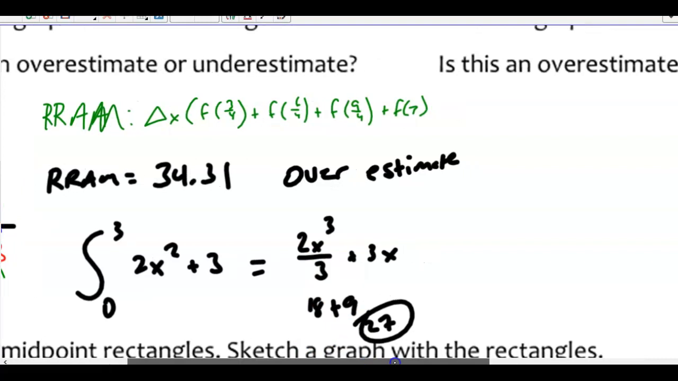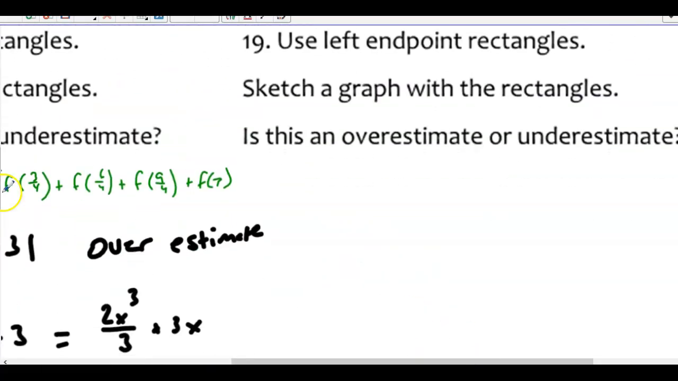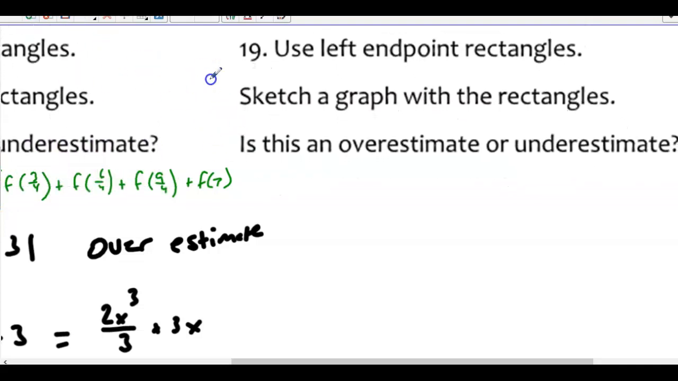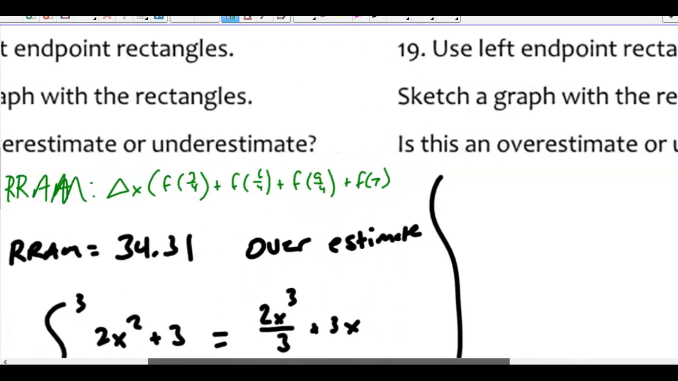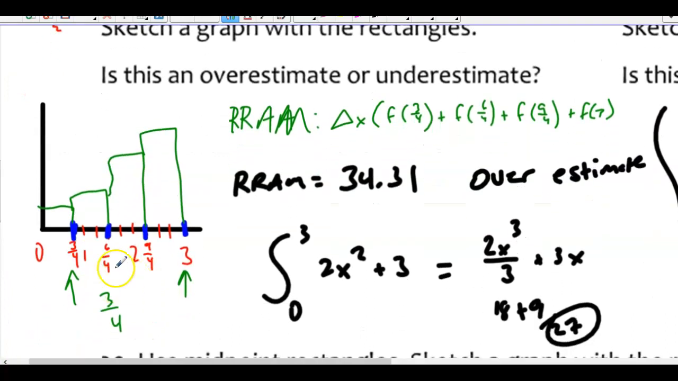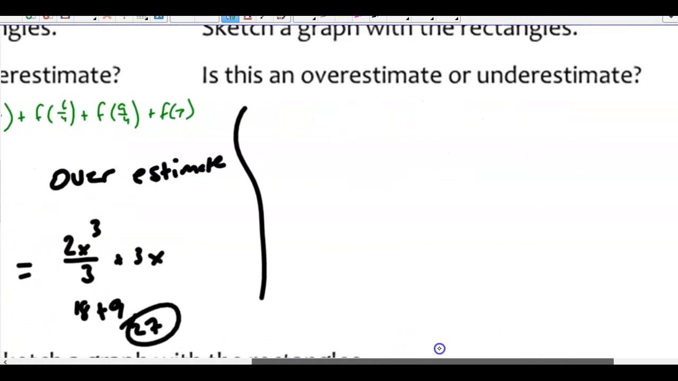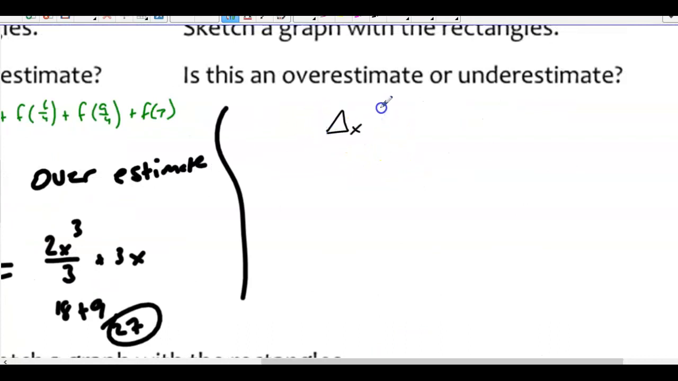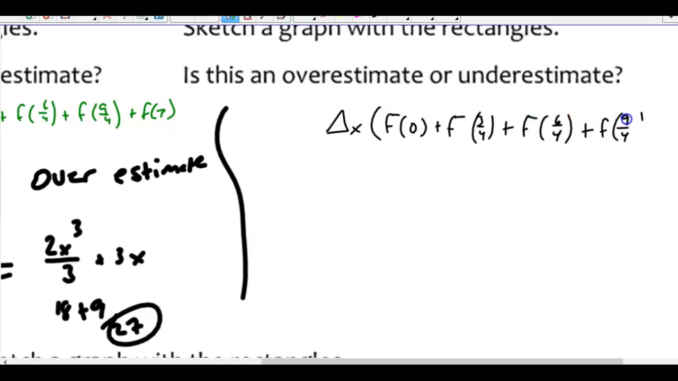For number 19, let's see, the left endpoints. So we have to do the left endpoint, the left Riemann sum. Using the same graph and counting by 3/4, this time we start at 0 and go to 9/4. We won't use 3 right there. So it's delta x times the sum of f of 0 plus f of 3/4 plus f of 6/4 plus f of 9/4.